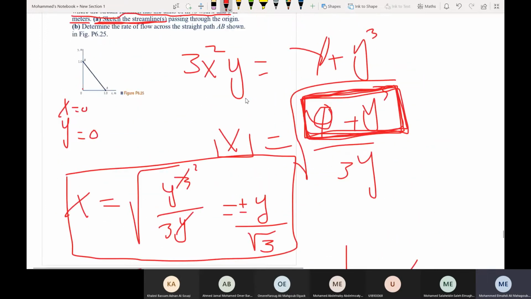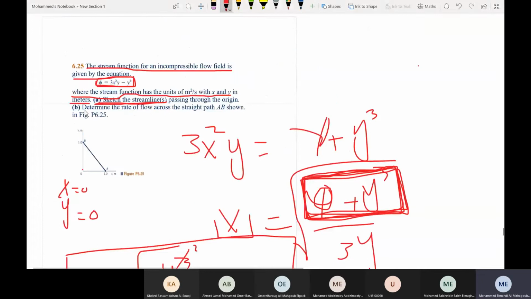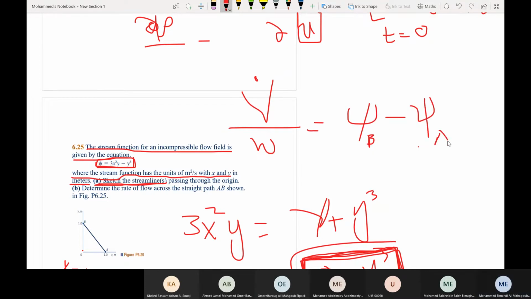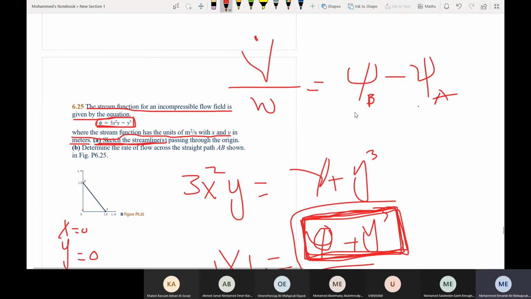Now the second part of the question, determine the rate of flow across the straight path AB shown. So I need to know the volumetric flow rate going from A to B. The volumetric flow rate going from A to B per unit width is equal to psi B minus psi A. This is the physical significance of the stream function.